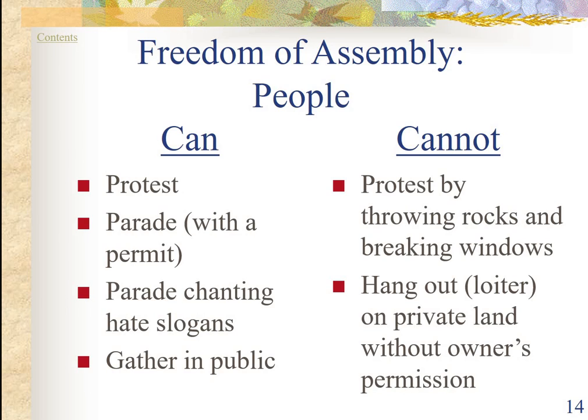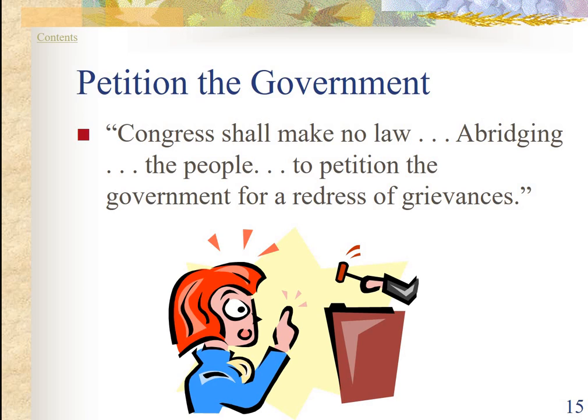And you cannot hang out or loiter on private land and call it a protest. You can call it a protest, but it won't be protected by the Bill of Rights. Lastly, you have the right to petition the government. So Congress shall make no law abridging the right of the people to petition the government for redress of grievances.